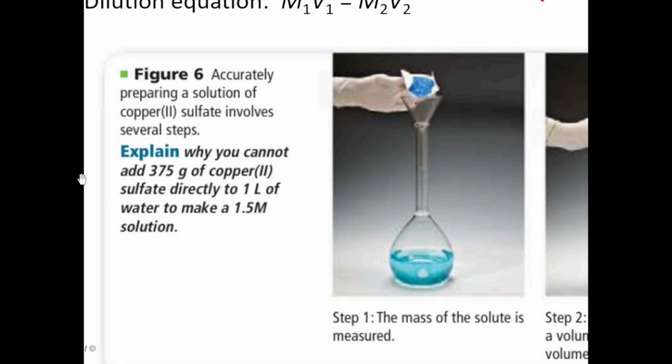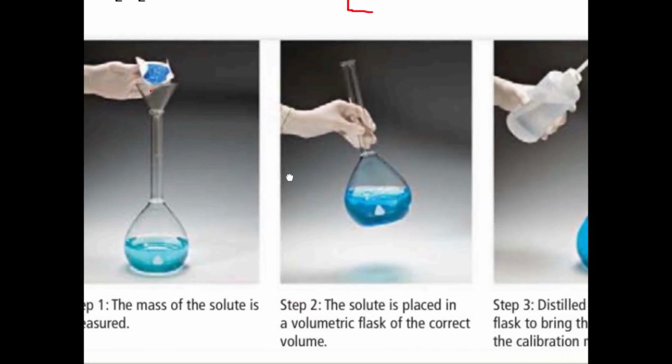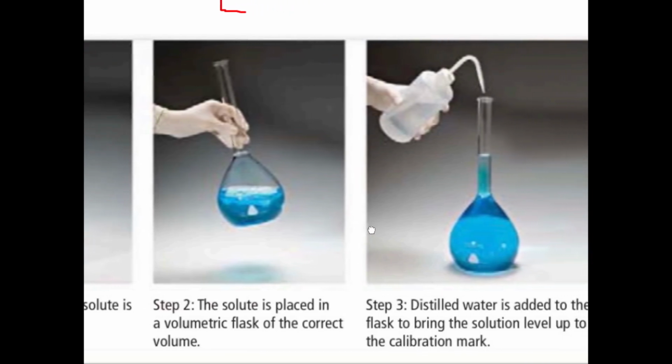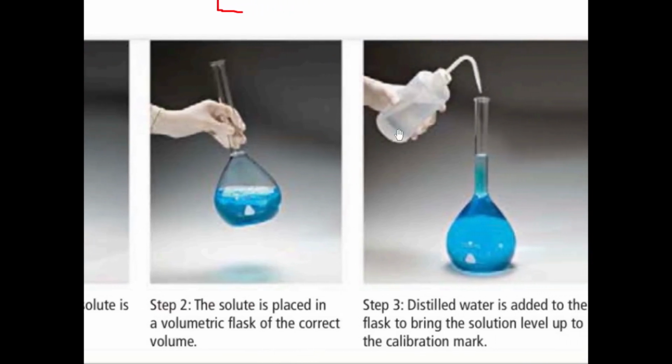So if I'm going to make this solution, step 1, the mass of the solute is measured and it's added to the flask. Step 2, the solution is placed in the volumetric flask of the correct volume. So I'm going to be making 1 liter of solution, so I have a 1 liter volumetric flask. I'm going to then add water to dissolve. And once it's all dissolved, I'm going to fill it directly to that line, which signifies exactly 1 liter. And that ensures that I'm making a 1 liter solution.